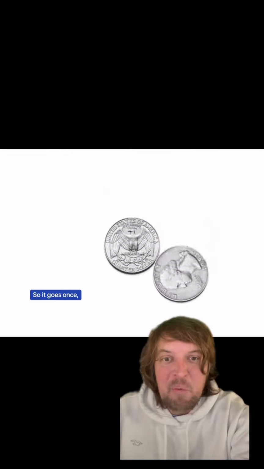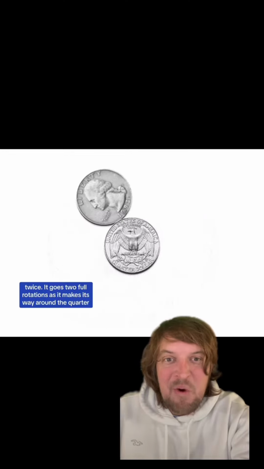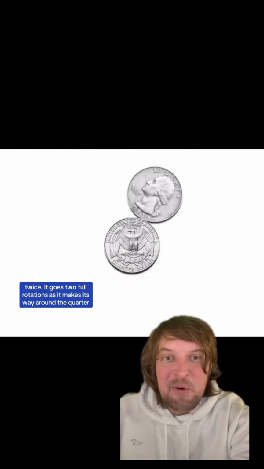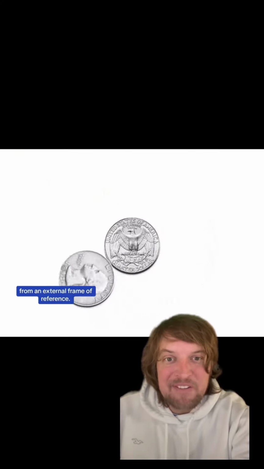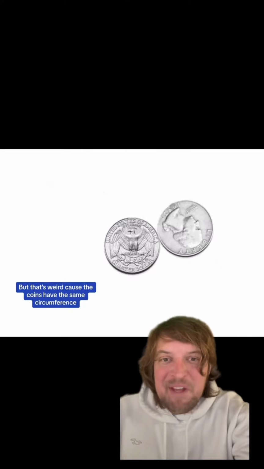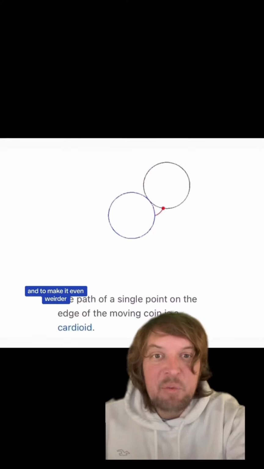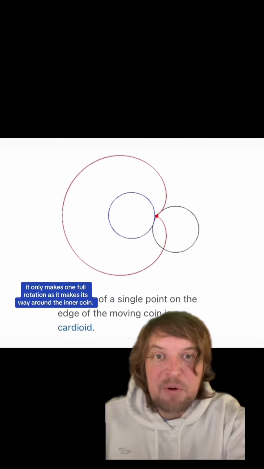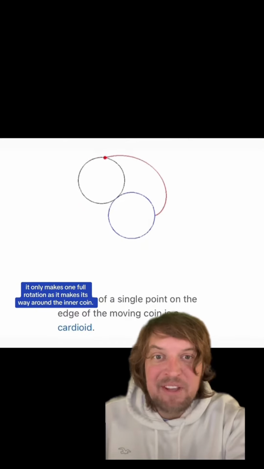So it goes once, twice, it goes 2 full rotations as it makes its way around the quarter from an external frame of reference. But that's weird because the coins have the same circumference. And to make it even weirder, if you look at a single point on the edge of the outer coin, it only makes 1 full rotation as it makes its way around the inner coin.